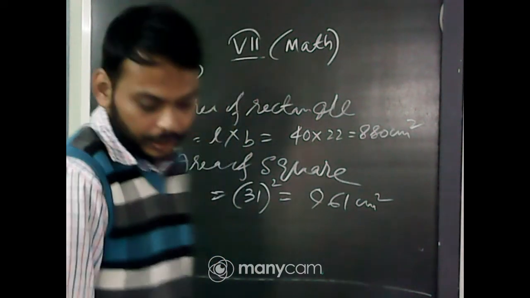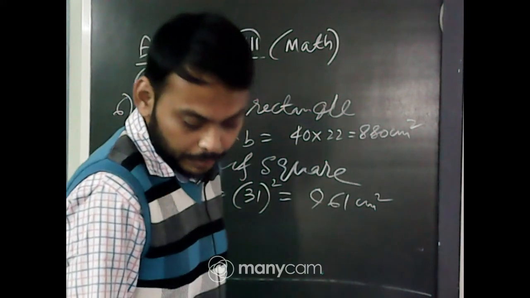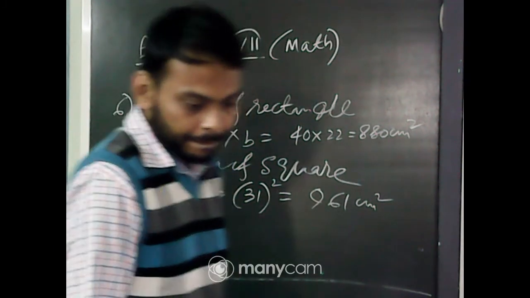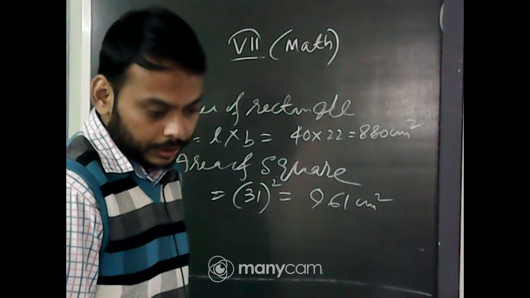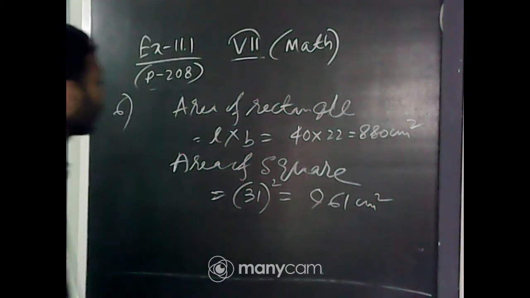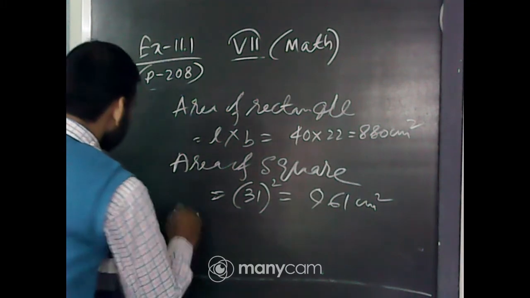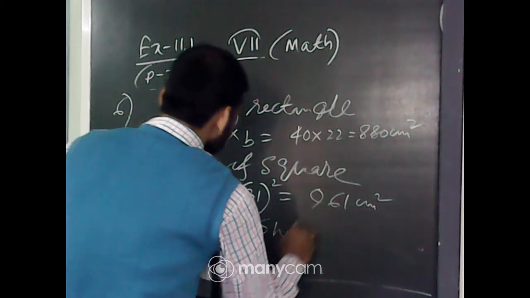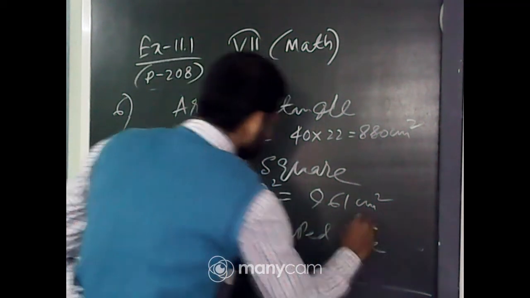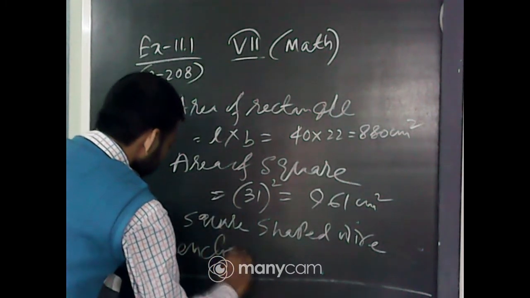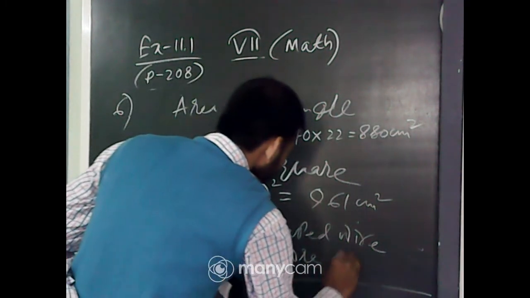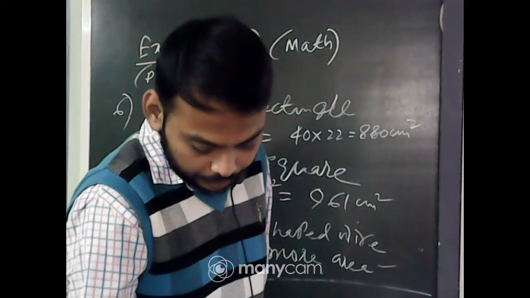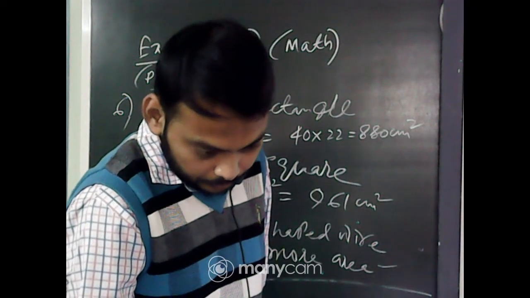Square shaped wire encloses more area. Two different words are given here. One is rectangular shaped, one is square shaped. Therefore, just write the answer. Square shaped wire encloses more area. Okay, is it done? Is it all right?